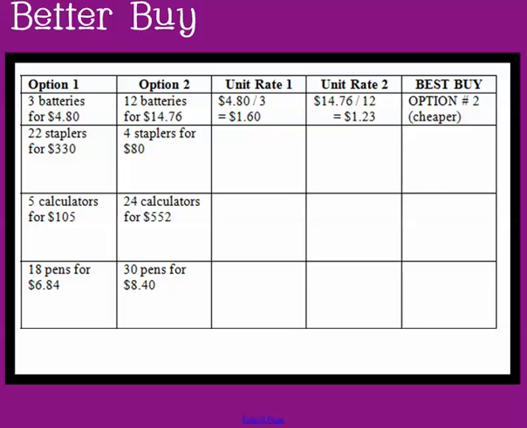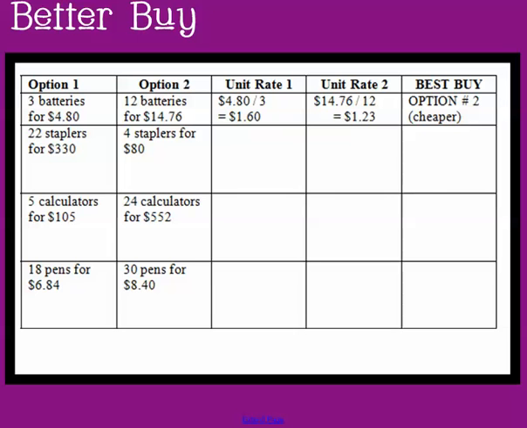Okay, I would like for you to copy down this table, and then when you're finished, pause the video to complete the blanks to see how you do with your calculations. But let's look at the first row as our example before we do so. In the first row, we're being asked to compare 2 options for battery purchases. We can buy 3 batteries for $4.80 or 12 batteries for $14.76.